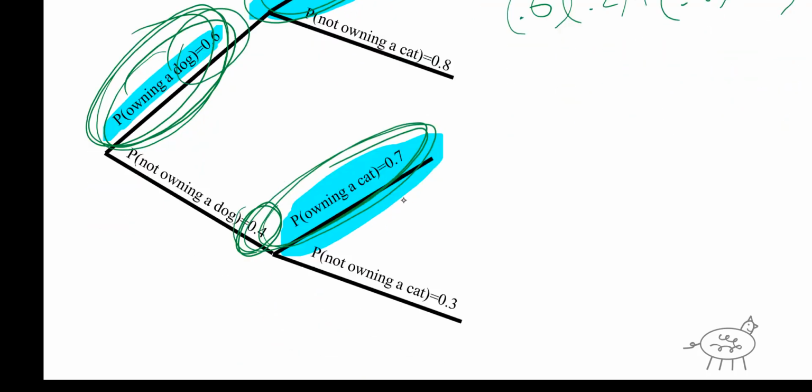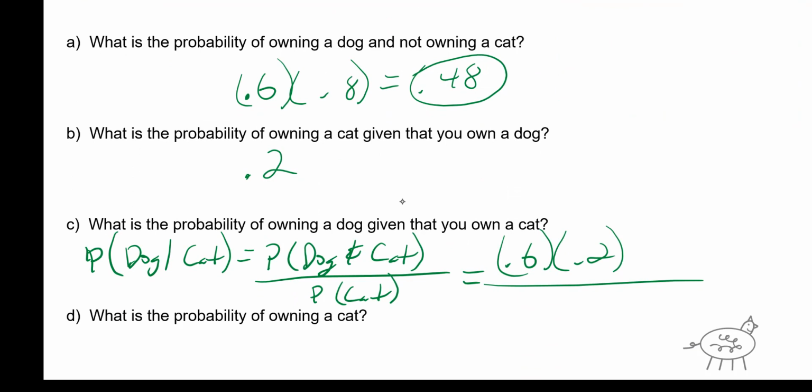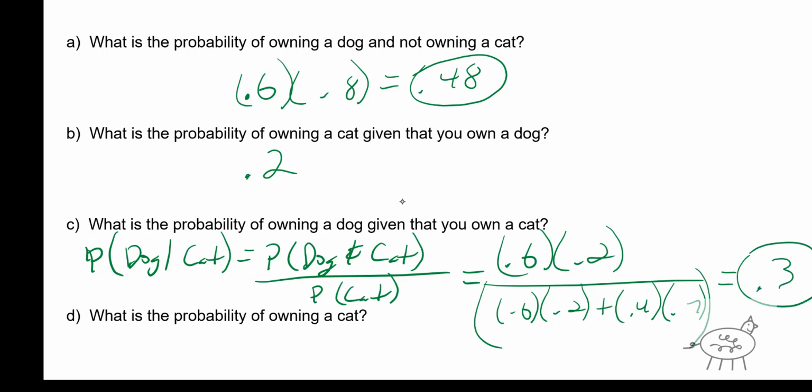Okay, and that goes on the bottom. So 0.6 times 0.2 plus 0.4 times 0.7. Don't forget to put parentheses around this bottom, guys, and the answer is 0.3. Okay? All right, two more for this one.